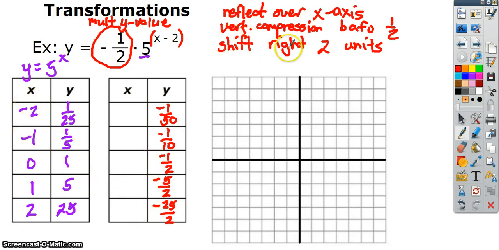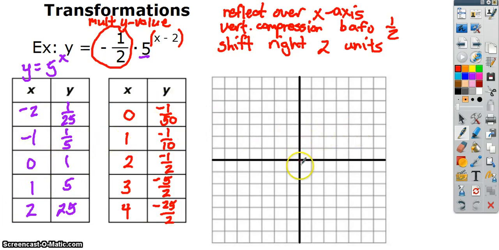And then shift right 2 units, so that's basically going to add 2. So if we started at 0, shifting right would go to +2. So basically I need to add 2 to all the x's. So that'll make this 0 and 1, 2, 3, 4. Just adding 2 to all these x values. Alright, so this is our function we need to plot here.